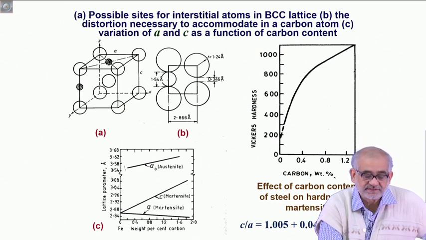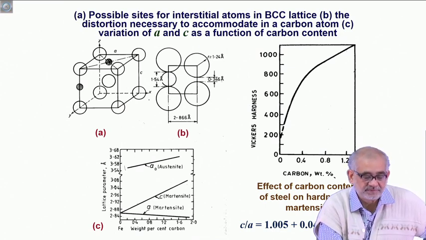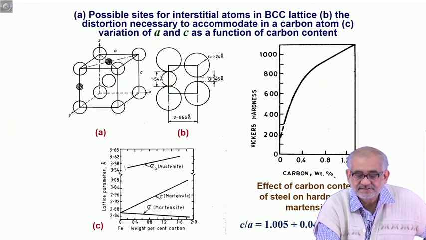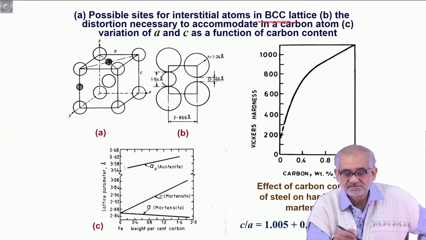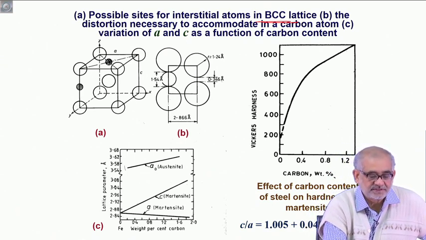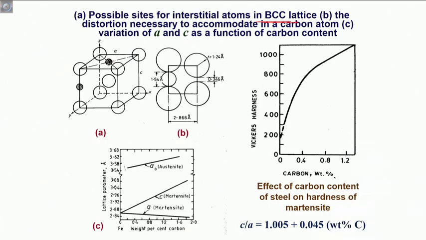In fact, the distortion that we were talking about is better understood here. Typically in a BCC lattice, which is what you expect at room temperature, FCC tries to transform to BCC, but the carbon has the option of going either into the face centering position of the BCC unit cell or the middle of the edges. This would have octahedral coordination, and this would have tetrahedral coordination.